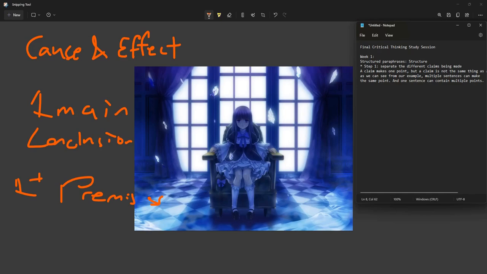For example, let's look at a structure. We have, "My gas tank is almost empty, so I should go get some gas." This contains two claims. And those claims are that my gas tank is almost empty, and that I should get some gas.